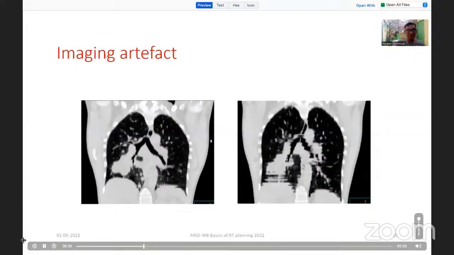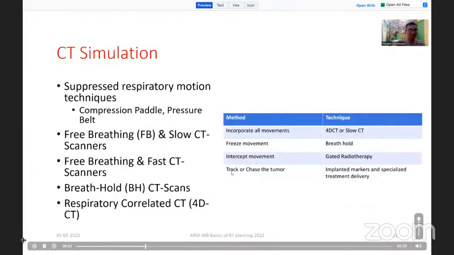So this is just to demonstrate how imaging artifacts would appear if you don't take into account any motion management strategy. Because as you can see, during respiration, the tumor moves, and this leads to a lot of artifacts, and this would lead to a lot of uncertainty during the contouring. So there are various methods in which you could do the motion management, and you could choose, as I said, depending on what amenities you have at your institution.